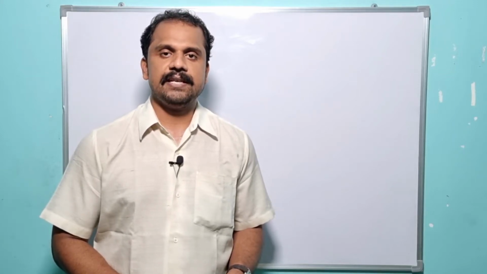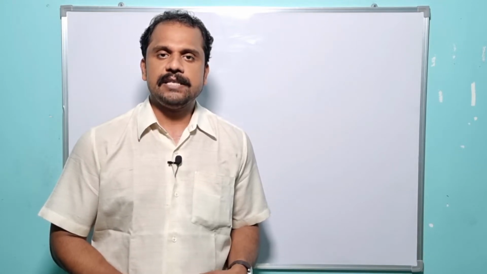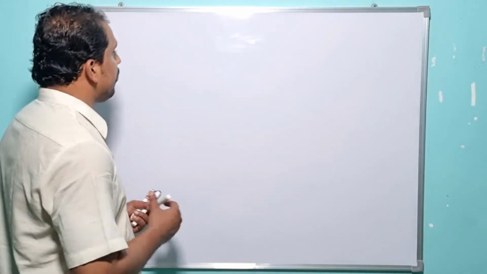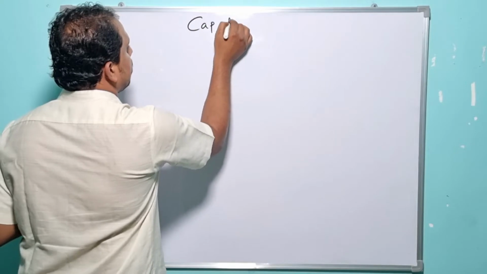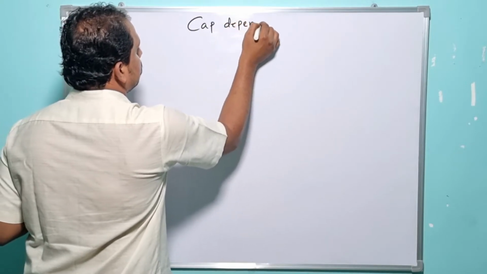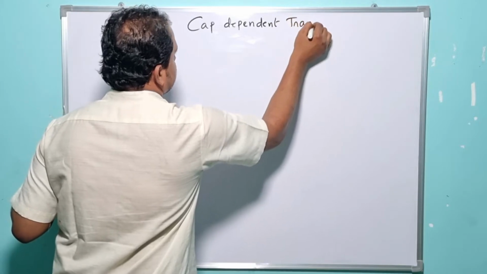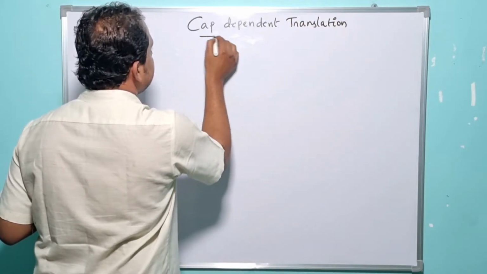So in this video session, we are going to study about the cap dependent translation mechanism, which is most commonly observed in case of eukaryotes. So let me write it on the board. What is it? Cap dependent translation, which is most commonly observed in case of eukaryotes, right?